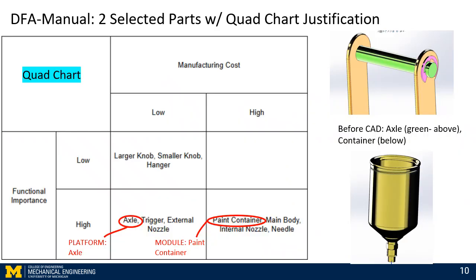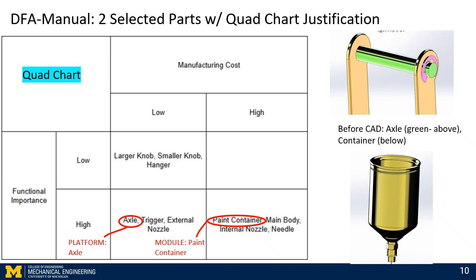This is our DfA manual section. Our quad chart is pictured below. We chose the axle as our platform, which is high functional importance and low manufacturing cost, and the paint container as our module, which is high functional importance and high manufacturing cost. To the right, you can see the axle, which is in green, and on the axle, there's E-clips connecting it to the trigger currently. The trigger's in orange, and the paint container is in yellow below.